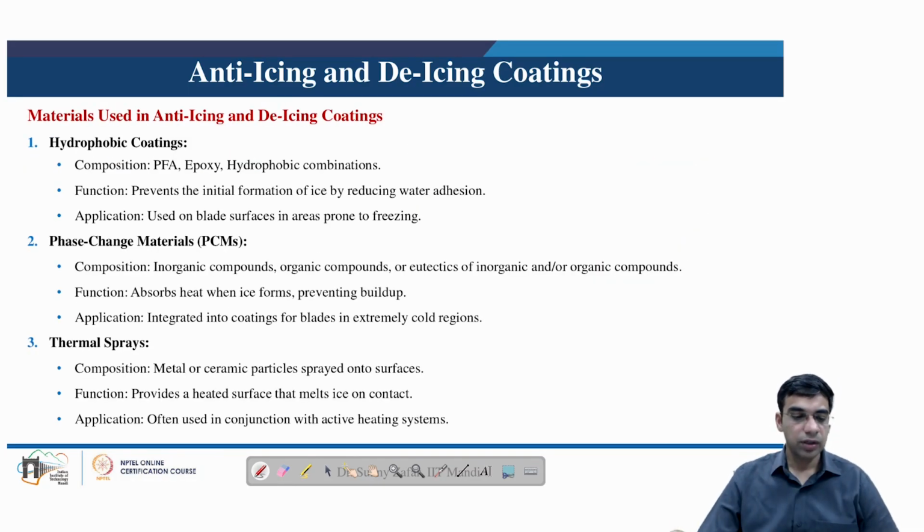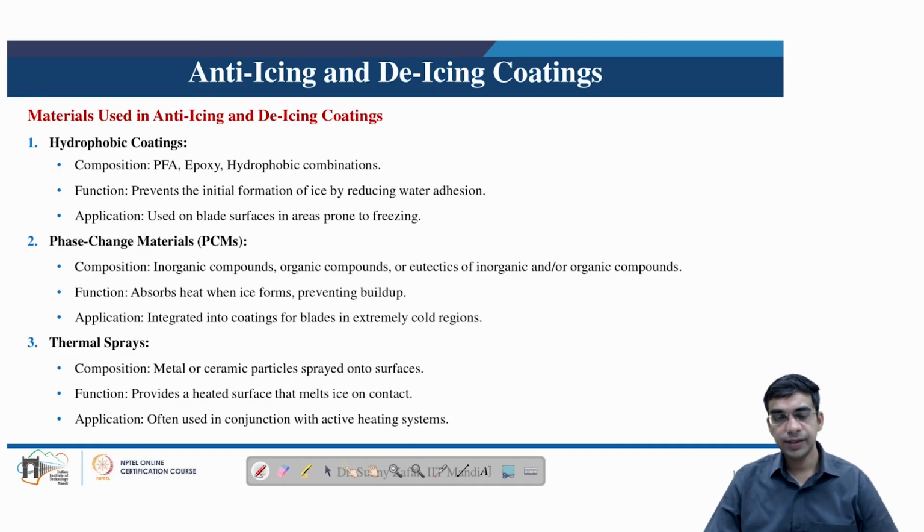So next, what are the materials which are used in anti-icing and de-icing coatings. So these materials include hydrophobic coatings, phase change materials, and thermal sprays. Hydrophobic coatings particularly include certain nanoparticles with epoxy, which are hydrophobic combinations. So these prevent initial formation of ice by reducing water adhesion. These are used on the blade surfaces which are prone to freezing.